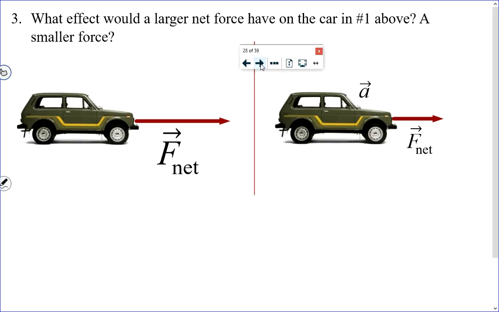Again, common sense dictates what we know is going to happen here. When you apply a larger force and it results in a larger net force acting on an object, what you end up getting is a larger acceleration.